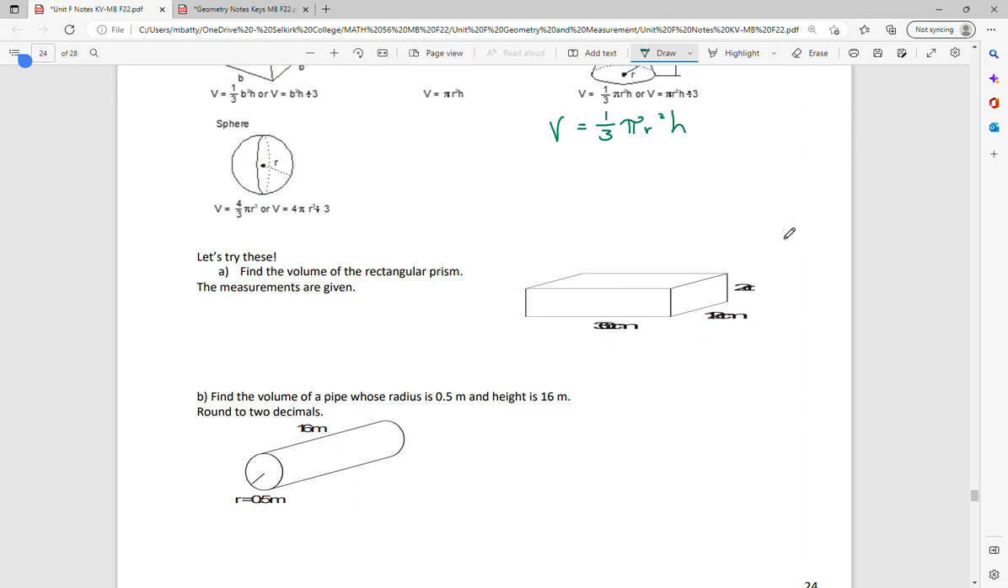Now this looks a little scrambled. Hopefully yours looks a little better. This should say 30 centimeters. This should say 12 centimeters. And that should say 2 centimeters. I hope yours didn't get so scrambled.